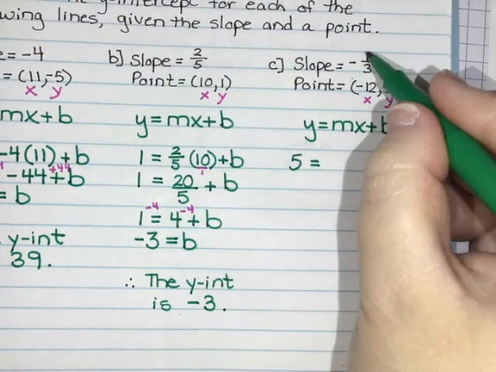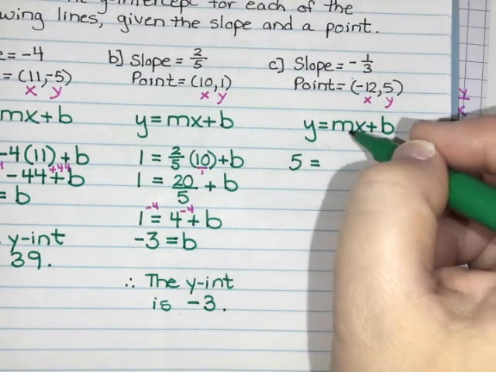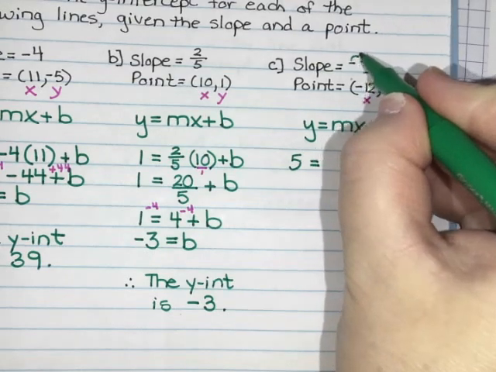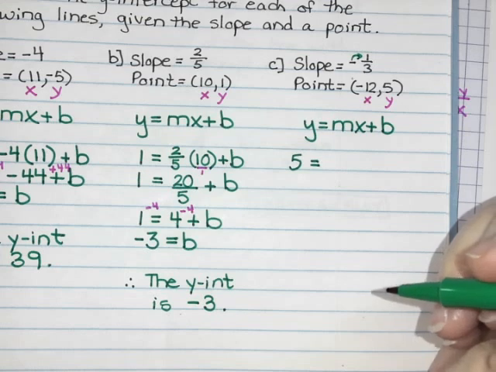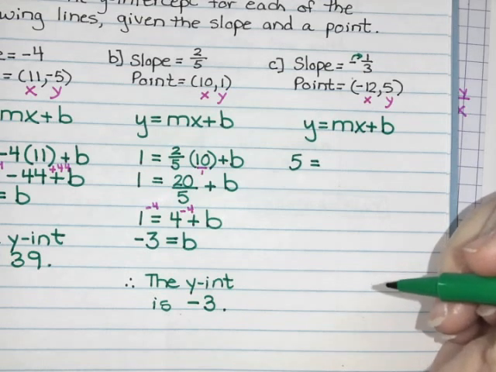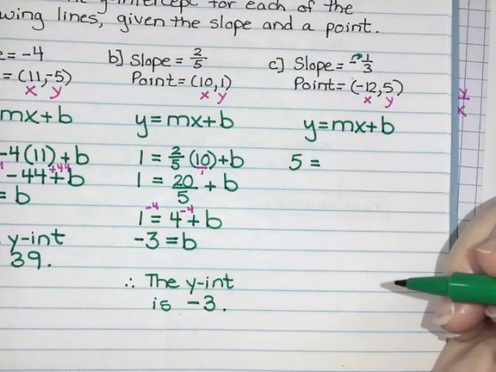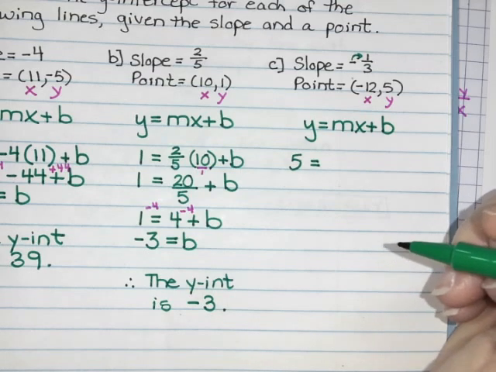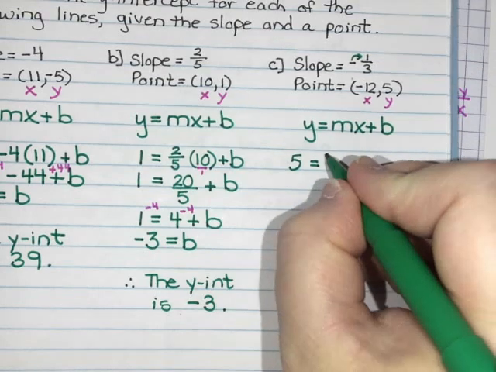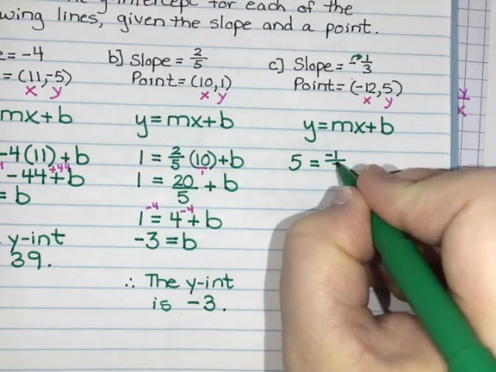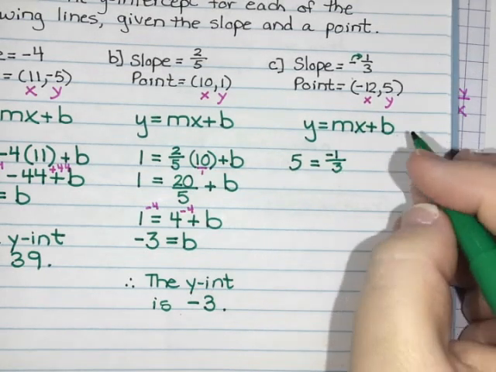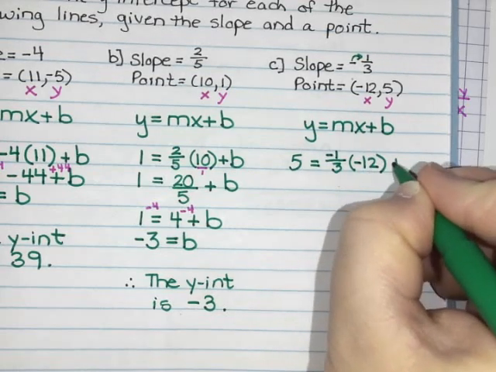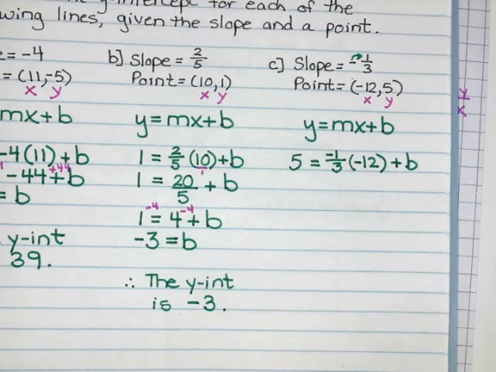I'm going to put -1/3 in for m. Now, when I do this, I am going to put the negative with the numerator. We have a choice. We can either put the negative with the numerator, or we can put the negative with the denominator, but I think it'll work better for us if we put it with the numerator. So I'm going to write this as -1/3, and then times x, which is -12, plus b.